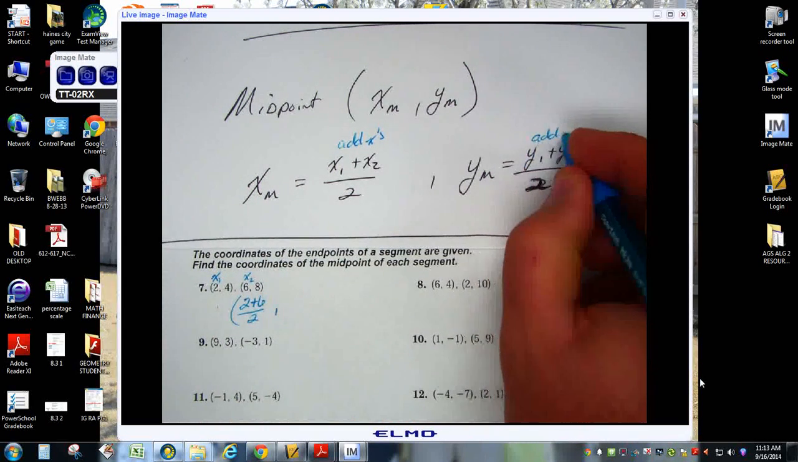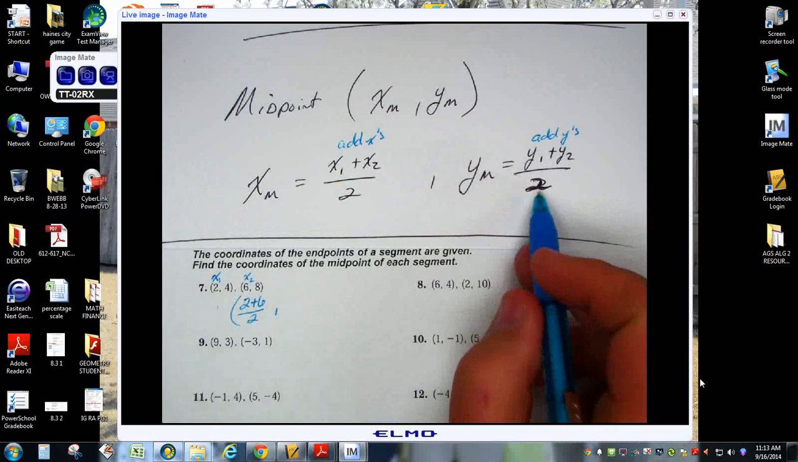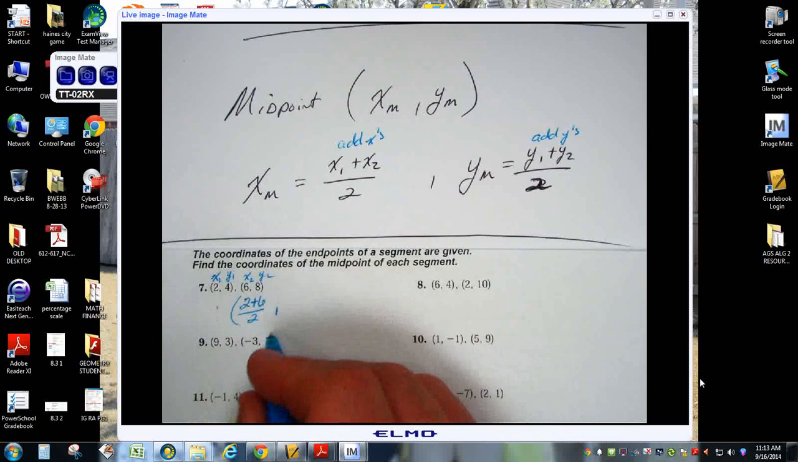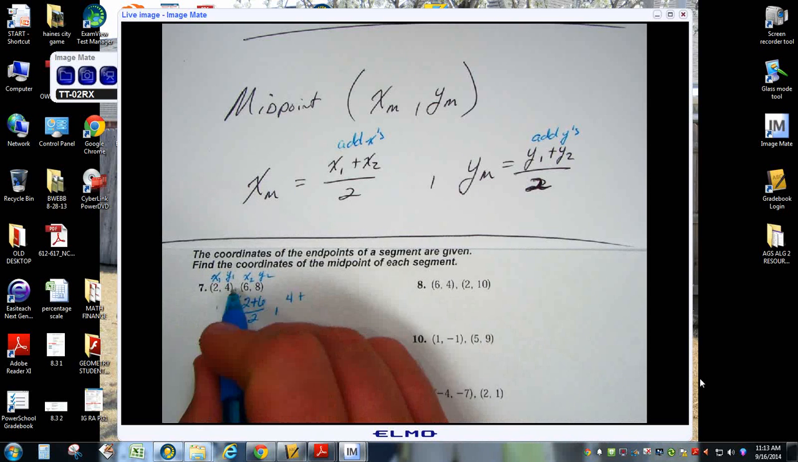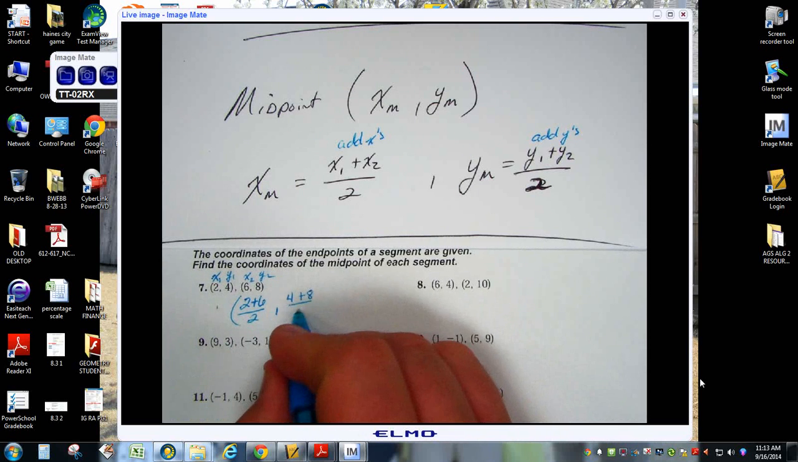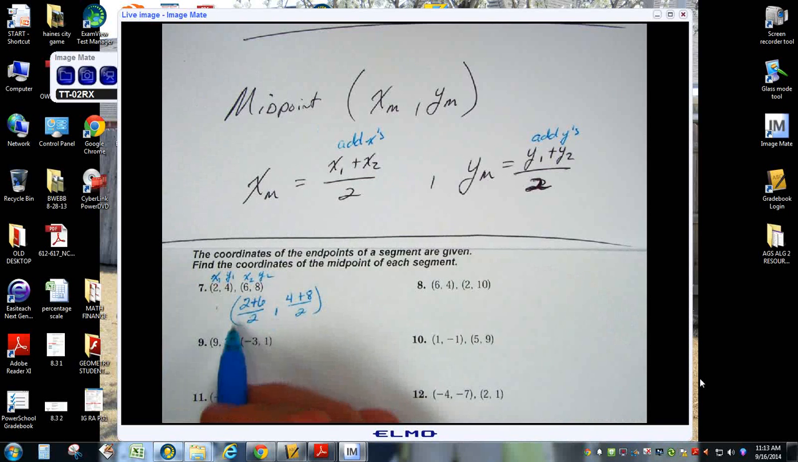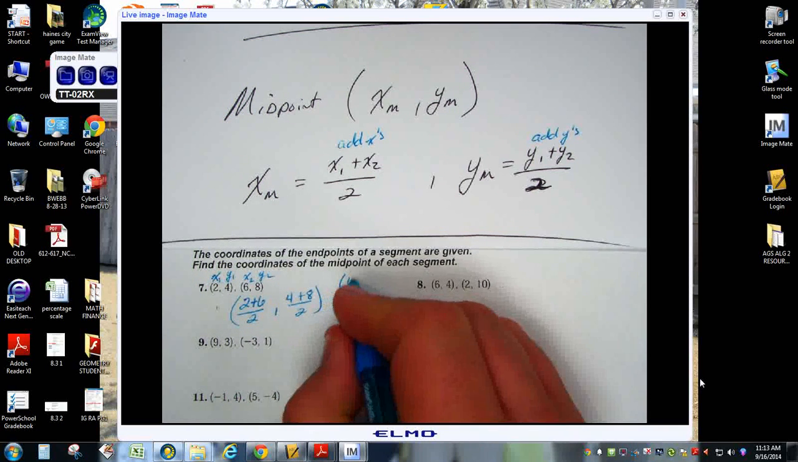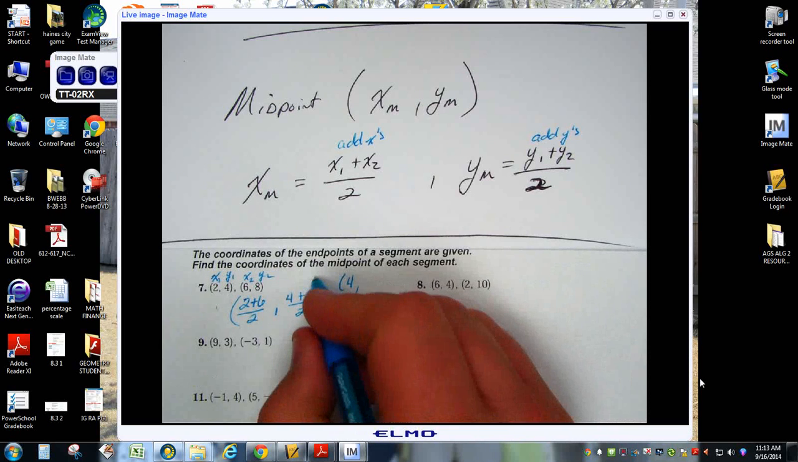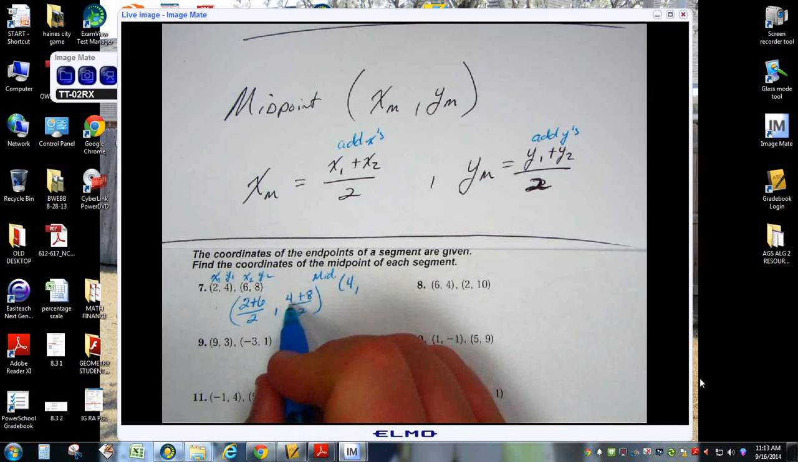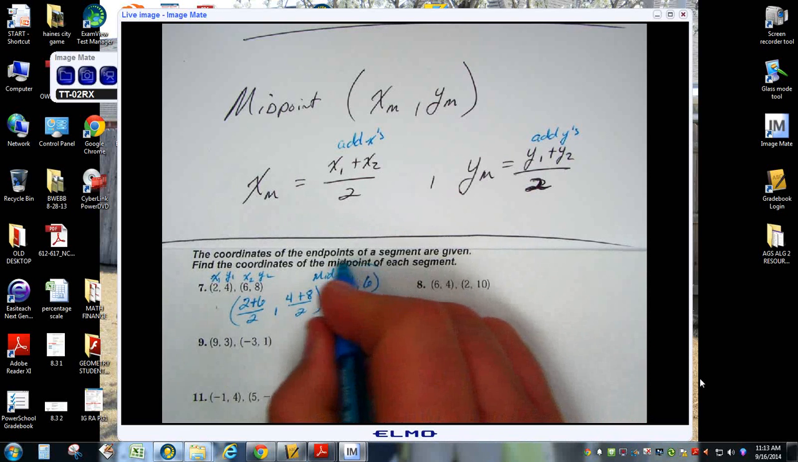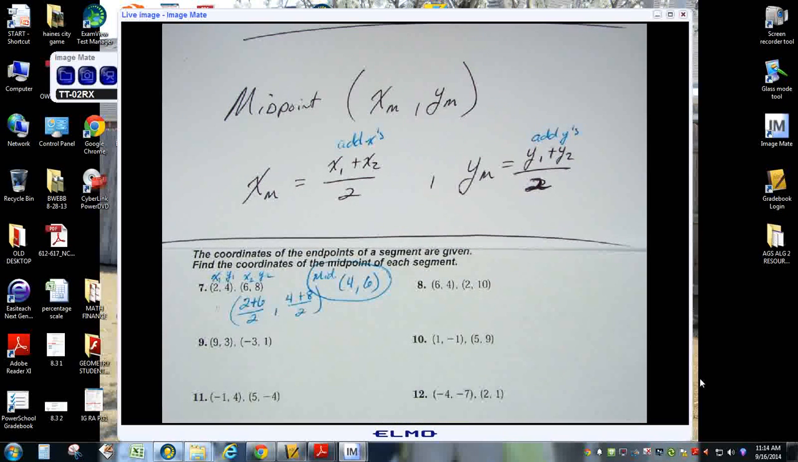I'm going to add my y's and then divide by 2. So what are my 2 y's? So 4 plus what? Then divided by 2. What is 2 plus 6, divided by 2? Okay. 4 plus 8 is what, divided by 2? There's the midpoint. It's really not too bad, is it?